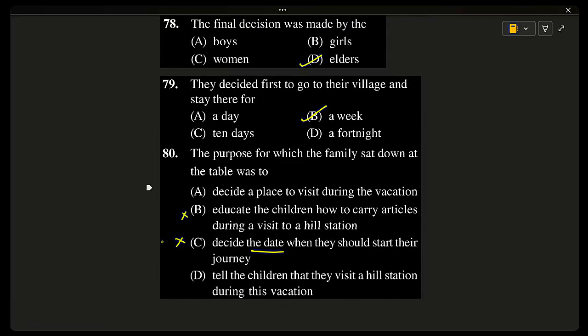Option C. Tell the children that they will visit a hill station during this vacation. No, they are not telling the children; they have taken the decision along with the children. So option A. Together they sat at the table to discuss the place to visit for the vacation. Option A. So students, any doubts in this passage? Very simple passage and simple answers.